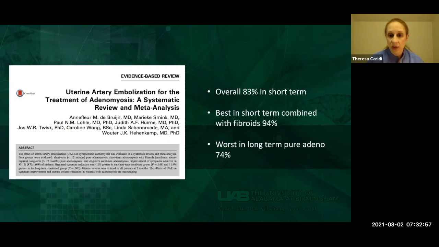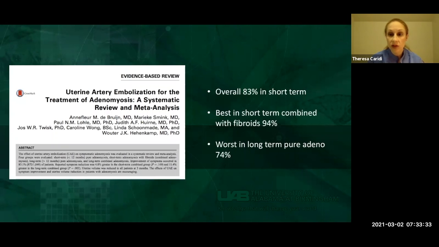The worst symptom control is when we look in the long term and in the pure adeno group. So the way that I describe this to patients is we have really great efficacy in the short term, but often women will recur with symptoms, or only about 2/3 of women will we keep from having another intervention. So that's still pretty good, whether they end up having another UAE or they go on to hysterectomy later when they feel more comfortable with that. But either way, we get a bit of a drop off in the success rate in comparison to fibroids.